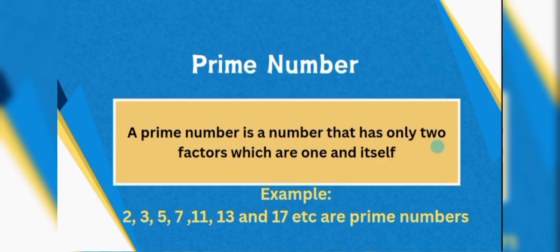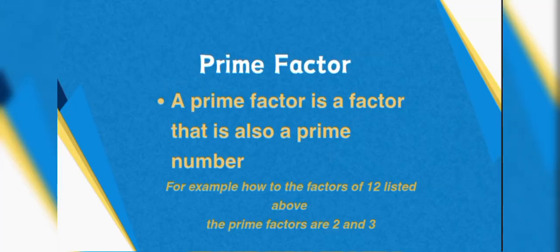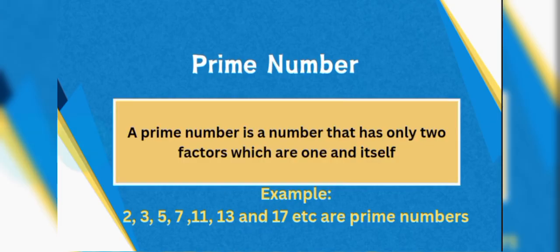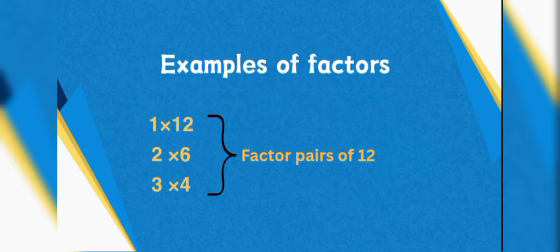We move further. We have prime factor. A prime factor is a factor that is also a prime number, just like joining factor and prime number together. That is what makes the prime factor. For example, for the factors of 12 listed above, the prime factors are 2 and 3. Let me go back so I can get a clearer view. So these are the factors of 12. And as we can see, the prime factors are 2 and 3.